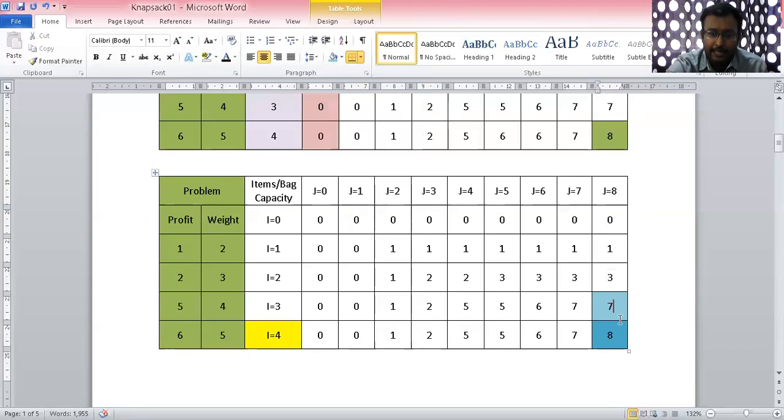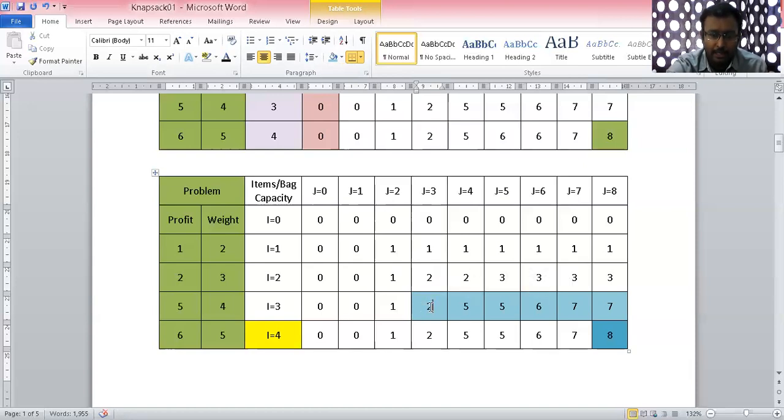Since I have included item number 4, see the weight of item number 4. The weight of item number 4 is 5. Now from this box, move 5 steps towards the left. So 1, 2, 3, 4, 5, I have moved. I'll highlight those boxes with a blue color. Now in the column j equal to 3, I have stopped.